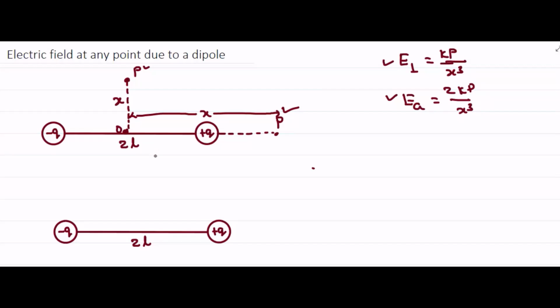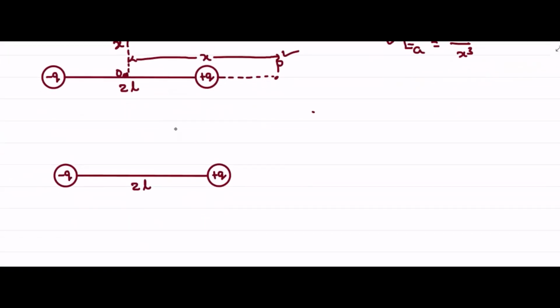The question now is, if the point is neither along the perpendicular bisector nor along the axis, how do we find the electric field? So let us say we have a point, point M, which is at a distance x from the center. Let us say this is center O, and this particular distance is x. We want to find the electric field over here. This is a dipole. The distance between the two charges is 2L, and we want to find the electric field at M. So how do we handle this?